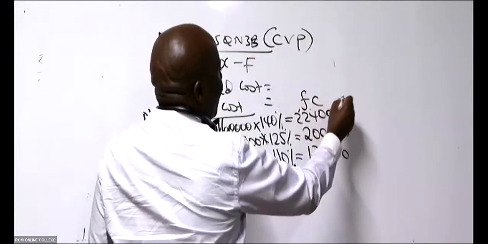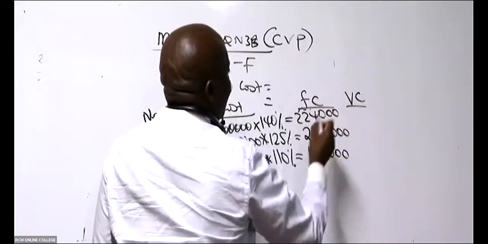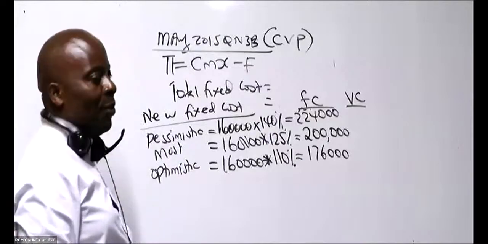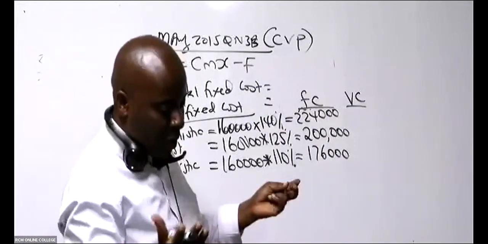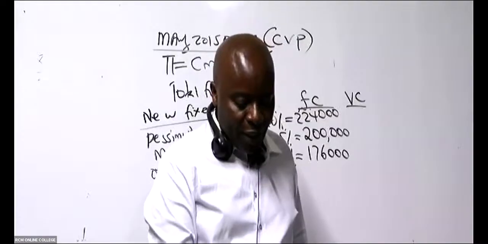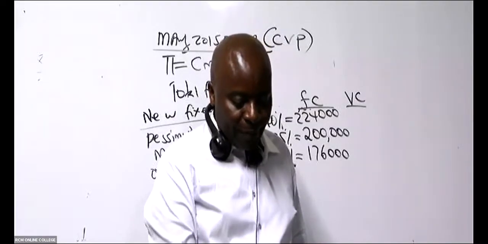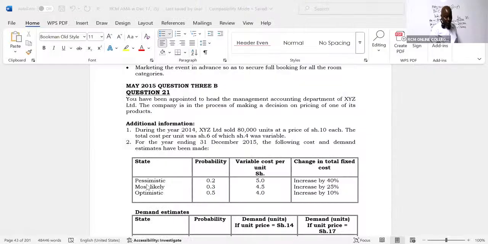So in this case, though, for the various states, we should have a column here for variable costs. They were gracious enough. They gave us the figures under each estimate. Very gracious examiner. He told us here, you can see variable cost. Pessimistic is 5, 4.5, and then what here, somebody? 4. So 5, 4.5, and then 4, like that. Great. We are making serious progress. Then you can see demand estimates.